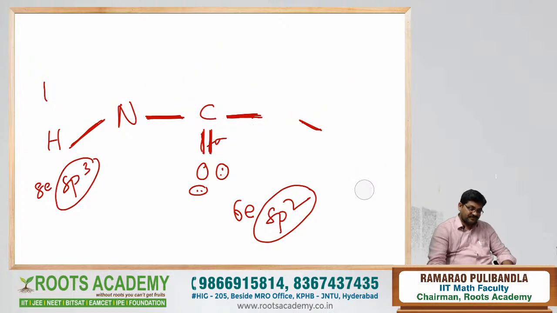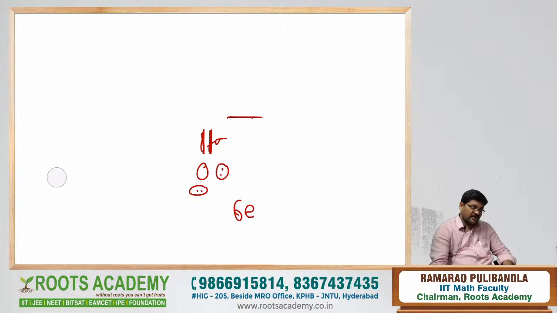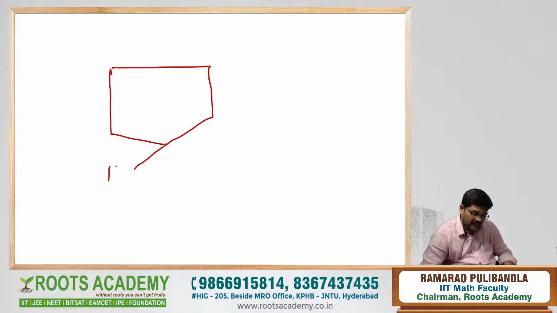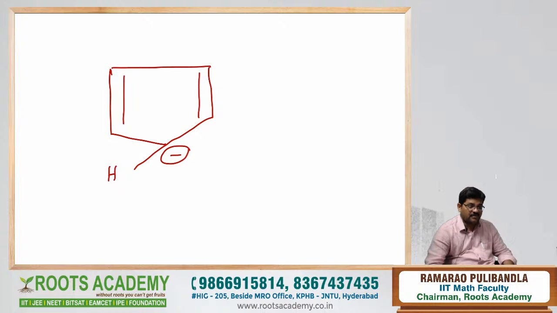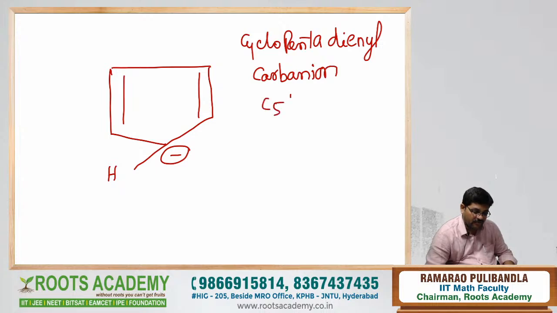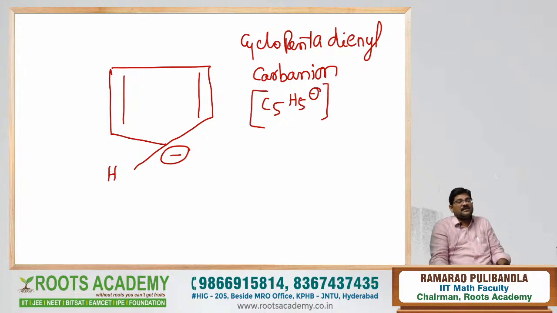Regarding the next example, this is also very important among organic molecules. Now see this example. This is called cyclopentadienyl carbanion. I am writing the name of this: cyclopentadienyl carbanion. What is the formula? C5H5 negative charge. This is the formula of cyclopentadienyl carbanion.